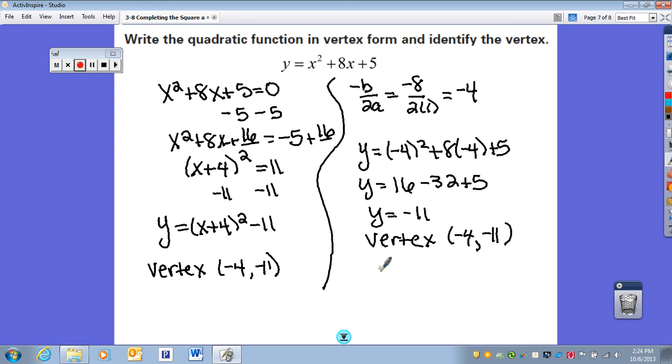And when we write our vertex form, we take a look at our original standard form and see that the leading coefficient is 1. So we don't need to write that. And we'll put x plus 4, the quantity squared, minus 11. Either method will work. You just need to decide which one you would like best to do.